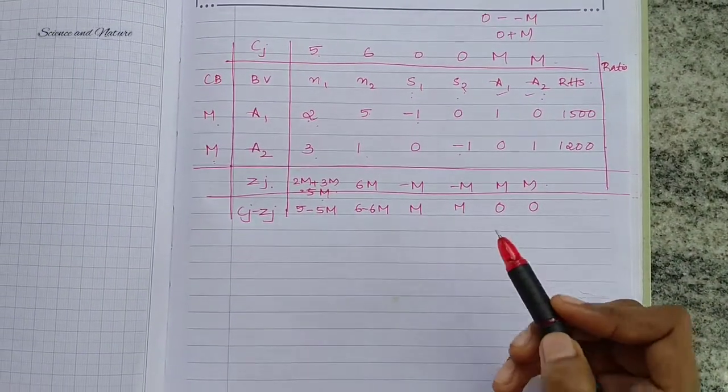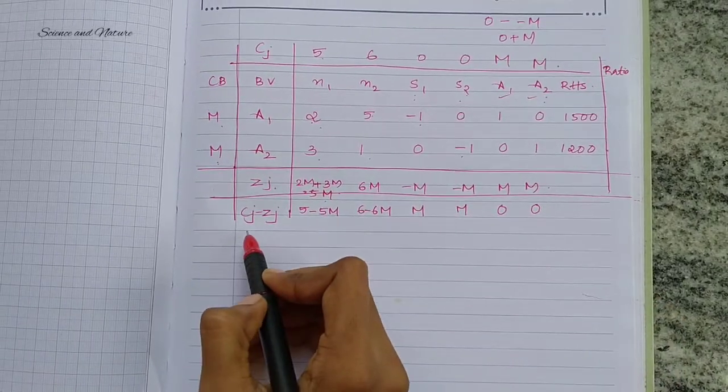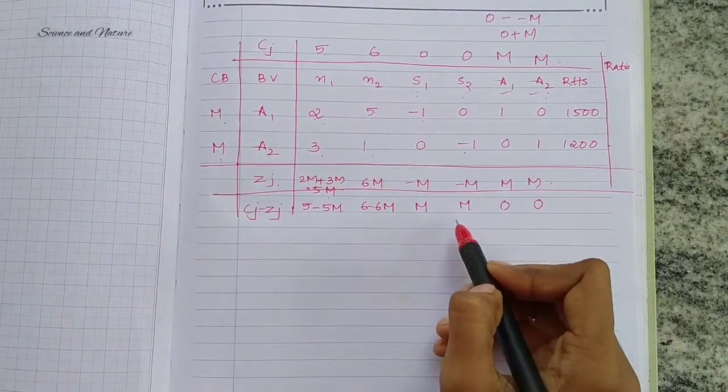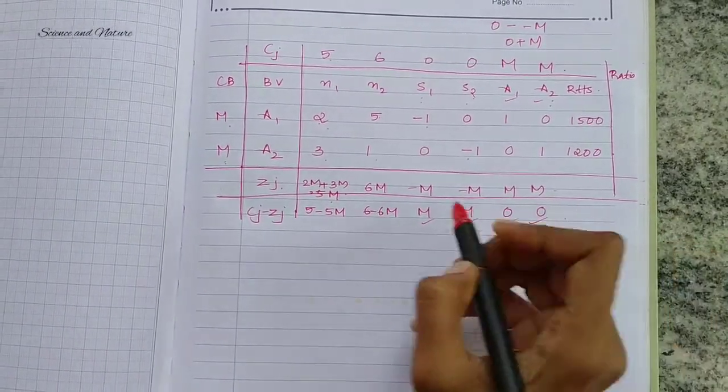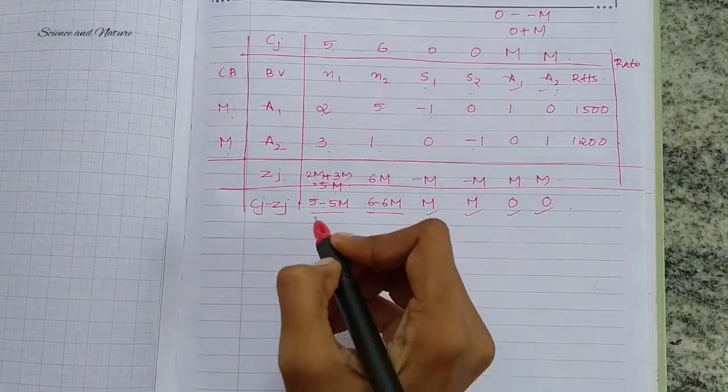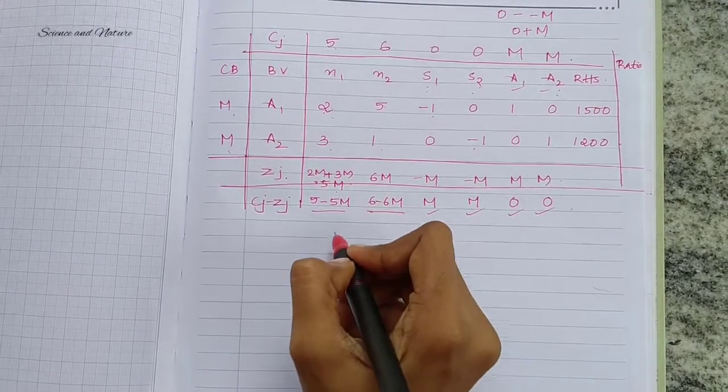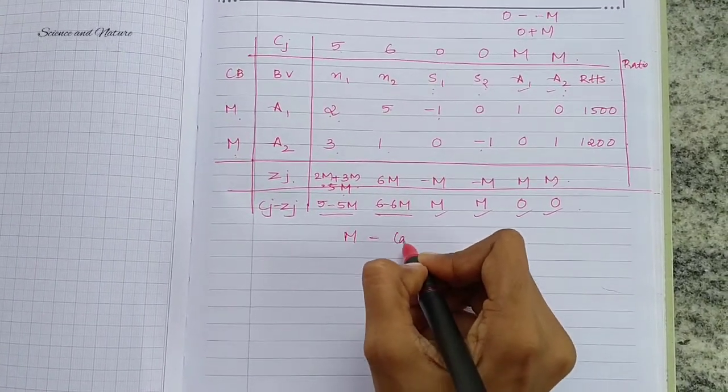Here our question is the simplex method. So the Cj minus Zj should be all positive and 0. There are two positive numbers and two zeros, but there are two negative numbers because the M is a large number.